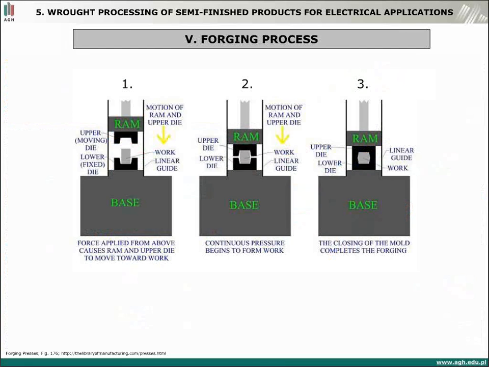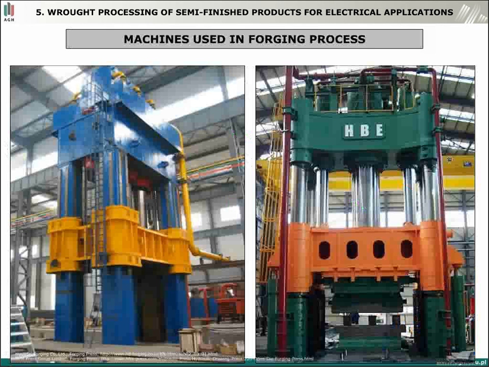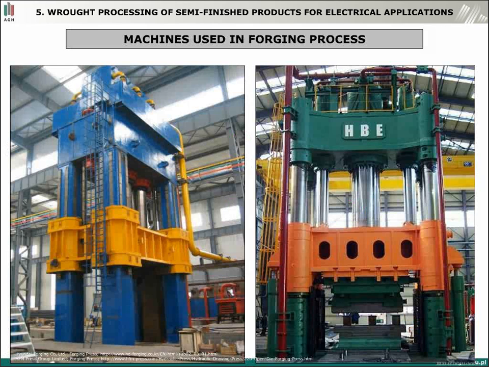And the last heavy duty process is hot forging. A feedstock for forging can be obtained by casting or by extrusion. The feedstock is placed in the lower die, and the press puts down the upper die, closing the mold and changing the shape of the feedstock. On the pictures, you can see examples of some industrial forging presses.